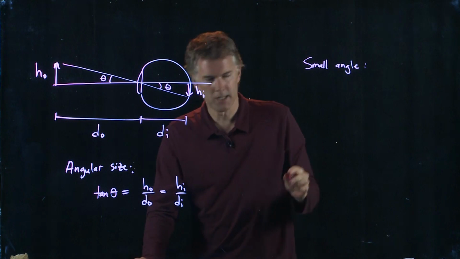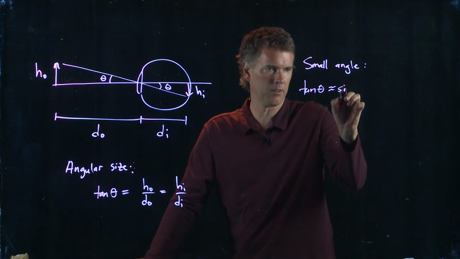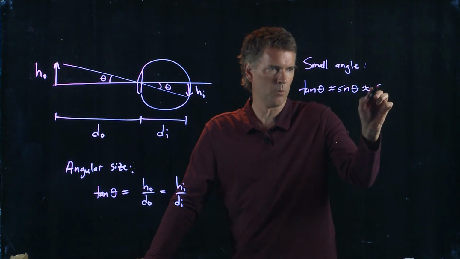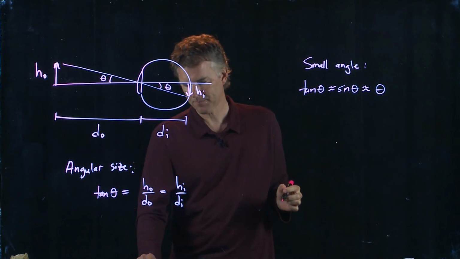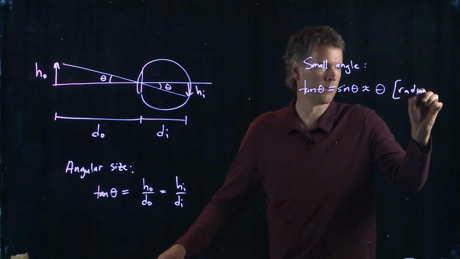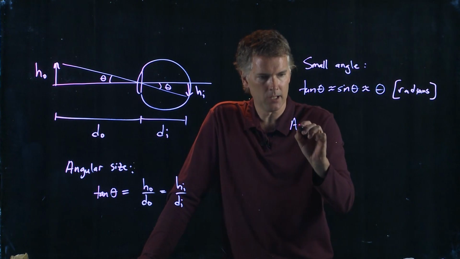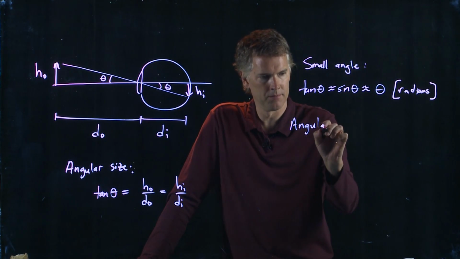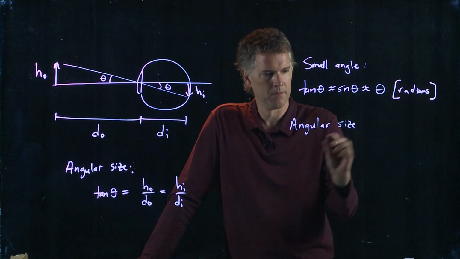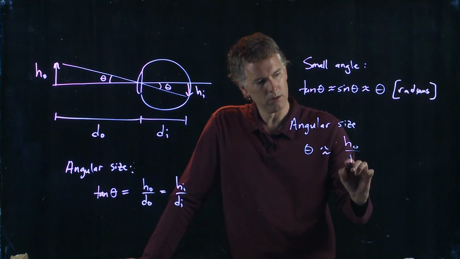And now for the small angle approximation, we have the following. Tangent theta is basically the same as sine theta, and we're just going to call that theta. And remember, theta is in units of radians. Okay, and so we can write down the angular size. Theta is just going to be HO over DO.